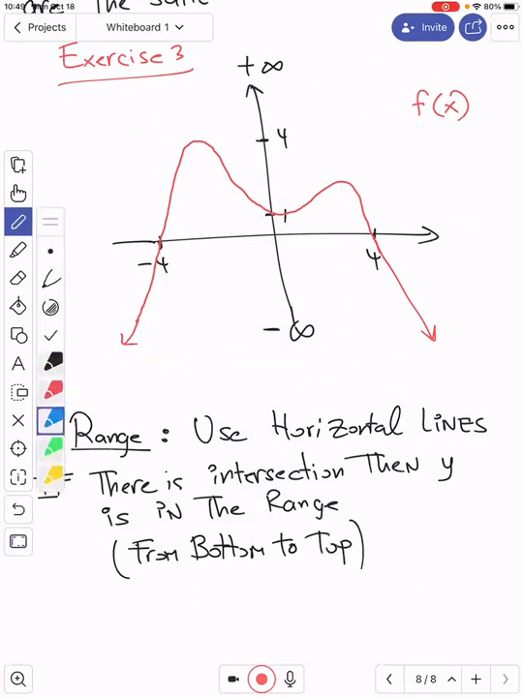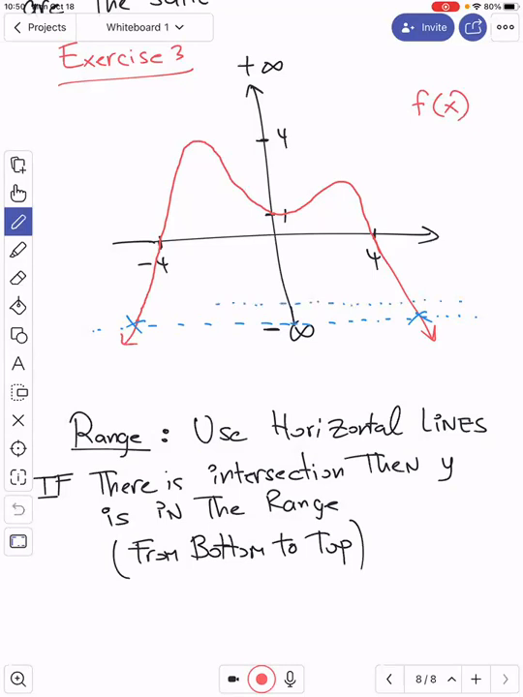So I'm going to start at negative infinity, of course. Right here at the level of negative infinity, as you can see, I intersect the graph, because of the arrows, which means that the graph actually goes all the way down. So we do have intersection, which means that this is in the range. Whenever you have intersection, it's in the range.